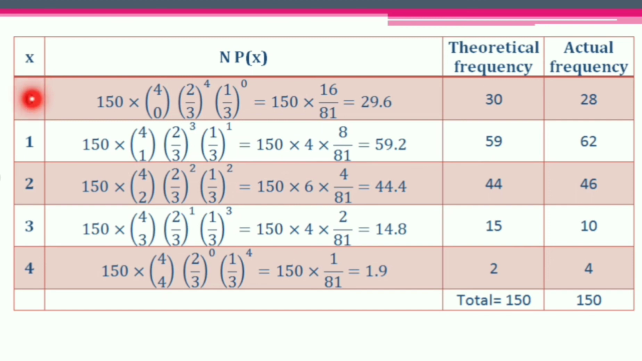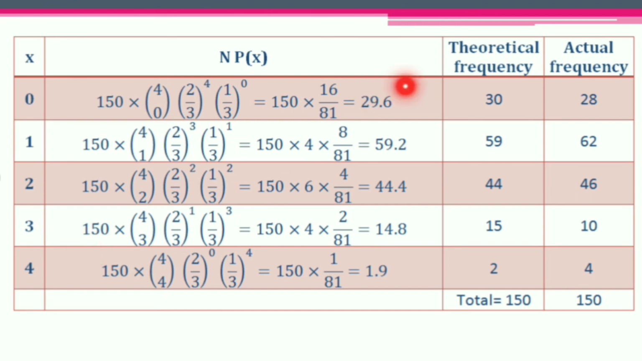So for x equal to 0, capital N is 150 into 4C0, p raised to power 0. P is 1 upon 3, P raised to power 0, Q raised to power n minus x. So 4 minus 0, 4. So after calculating this, we'll get 29.6. Similarly, for x equal to 1, capital N into 4C1, P raised to power 1, Q raised to power n minus x. 4 minus 1 is 3. After calculating this, we'll get 59.2. Similarly, for 2 we can find out, for 3 we can find out, and for 4 we can find out.